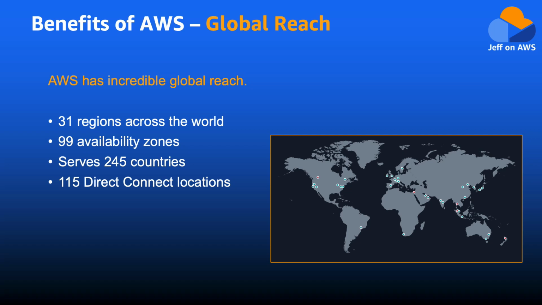There are 115 Direct Connect locations when you need a high bandwidth connection to an AWS environment. There are 115 locations where you can do so.